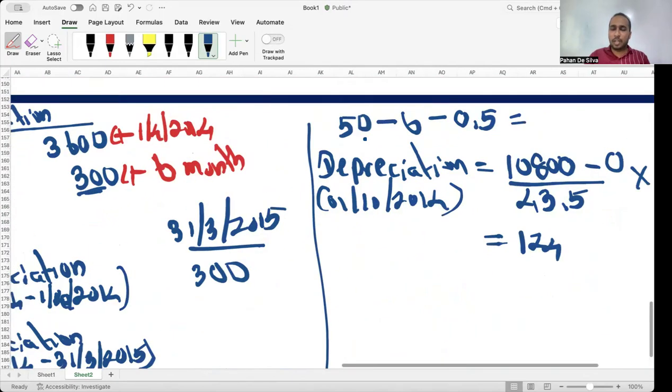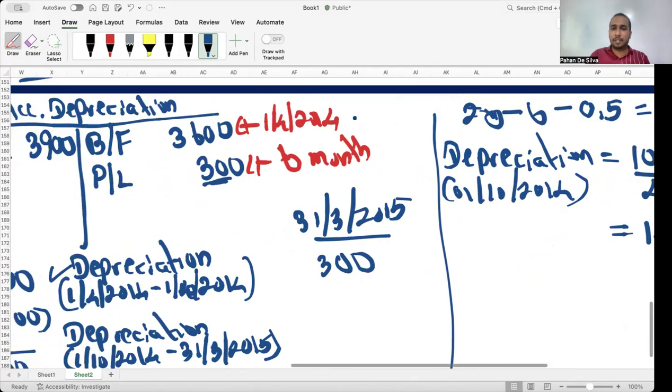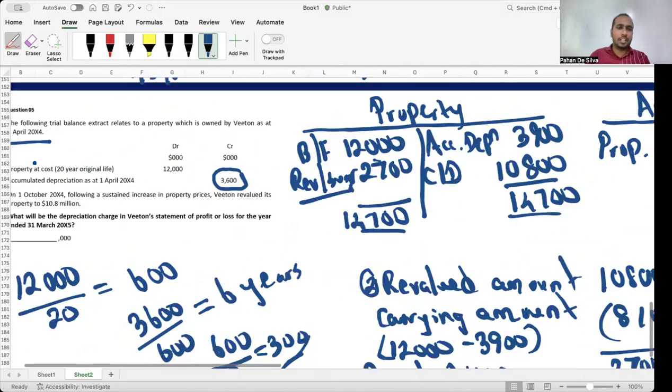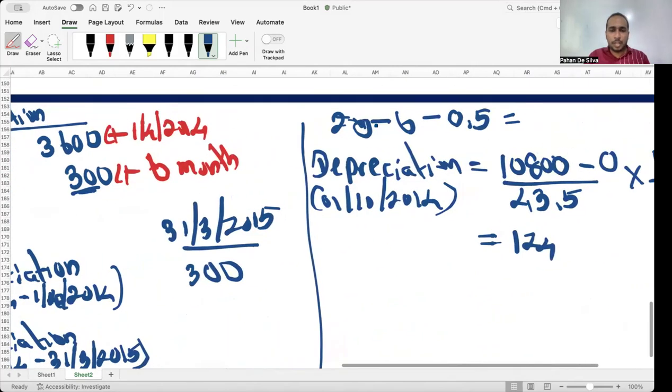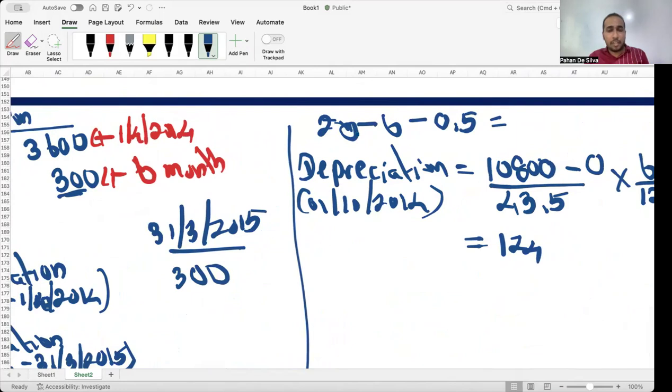And when it comes to the remaining useful life, our original useful life was not 50. No, in the question, 50 was in the previous question. In this question, it is mentioned that there are 20 years of original useful life. Therefore, the original useful life is 20 years. From that, we have already used this asset for a period of 6.5 years. That means by the beginning of this year, we had used this asset for a period of 6 years.